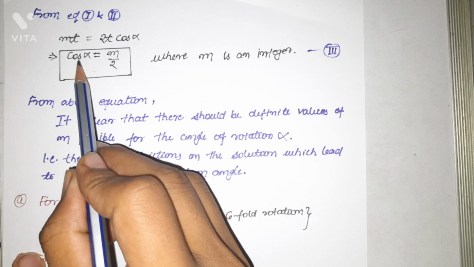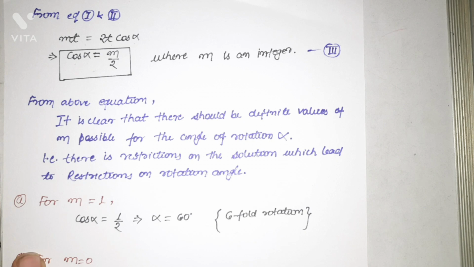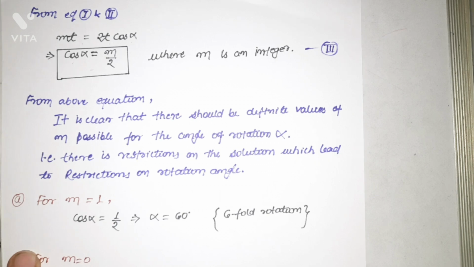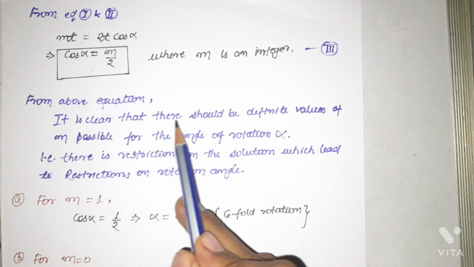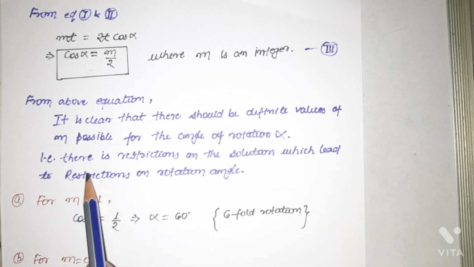Now since we have found the value of cos alpha, which is m by 2, there should be restrictions on the solutions of m. That is, there should be restrictions on the values of m for the rotation angle alpha. Now since we know that the value of cos alpha lies between -1 and +1, we have to choose only specified values of m. From the above equation, it is clear that only definite values of m are possible for the angle of rotation alpha. That is, there are restrictions on the solution, which lead to restrictions on the rotation angle.